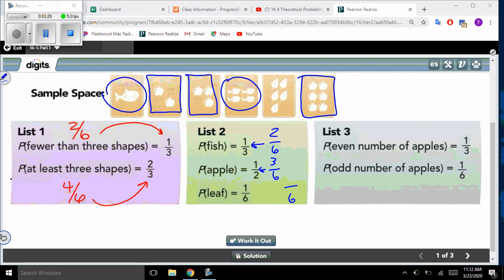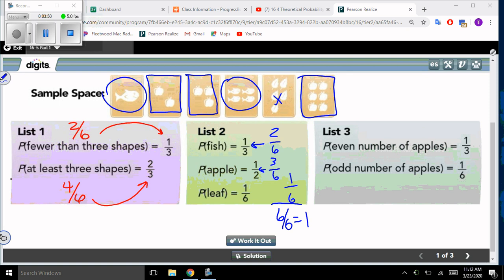And then obviously our last one would be the leaf, okay? In that particular situation, the leaf would pop up 1 out of 6 times, which you don't have to simplify. But if you take a look at it, it's easier when you keep them in their common denominator. 2/6 plus 3/6 plus 1/6 equals 6/6, and obviously 6/6 equals 1. So we're good to go there.